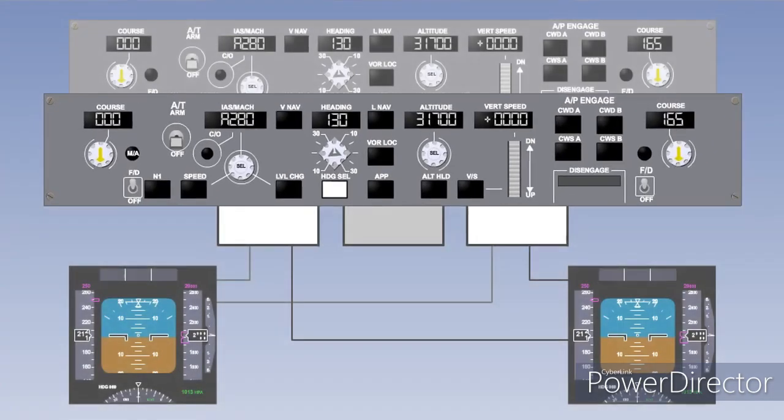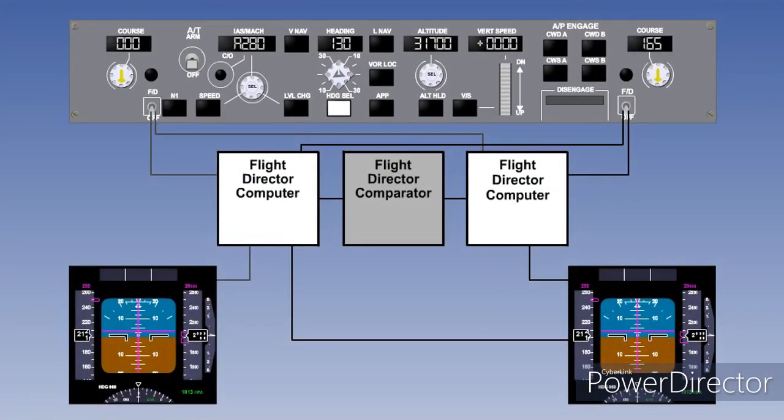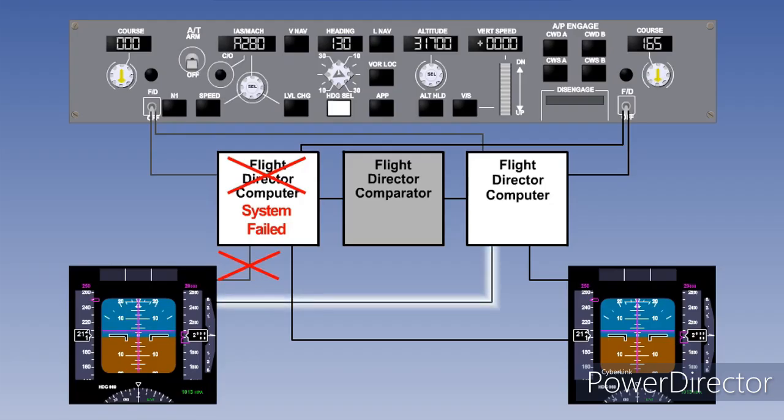flight mode annunciators. Having two flight director systems also means if one system should fail, then as long as the display equipment is serviceable, both can display the remaining flight director. This is normally achieved automatically in modern generation aeroplanes and by a switch selection in older aeroplanes.